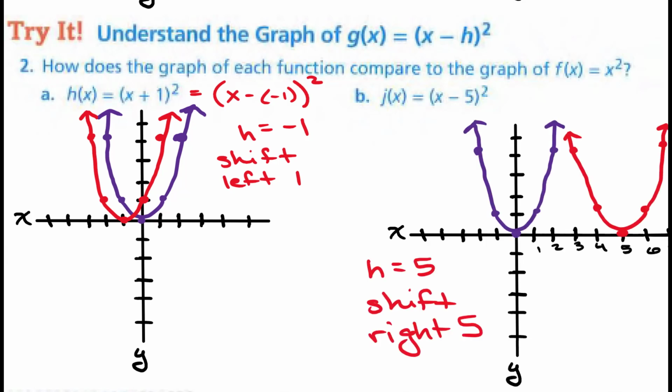So for part B, our h was equal to +5, and so we shifted all of our points to the right 5 units. So our new vertex is at the point 5, 0. Our red graph corresponds to this j of x function, x minus 5 squared, and the purple graph is still just plain old x squared, the parent function.